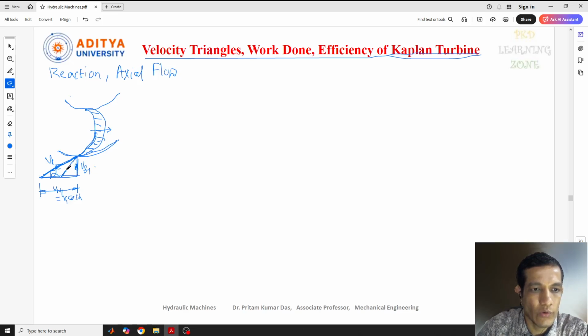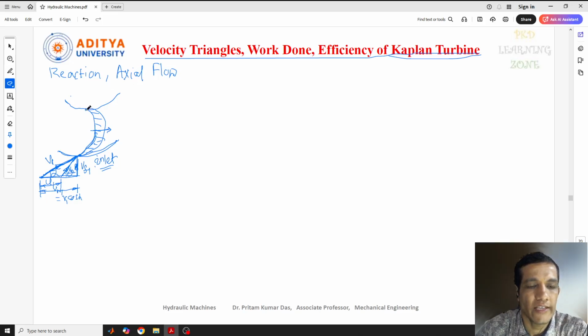The jet, the water, is moving, and after striking, the blade also starts moving, so we need to consider a relative velocity. The relative velocity here is VR1, and there is a velocity of the blade which is mentioned as U1, and this angle will be our theta angle. This is our inlet velocity diagram.